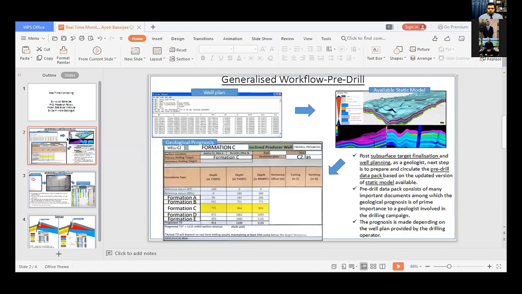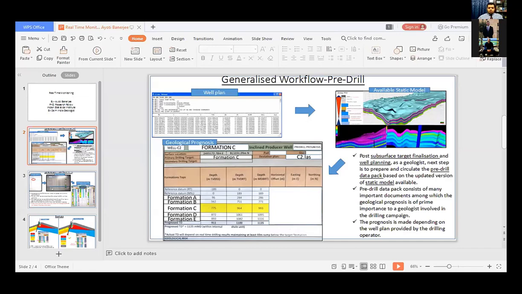It also has the prognosed TD. Any shift from the given prognosed depths of the formation tops or the TD is a real-time call on how we will be continuing with the drilling of that well.